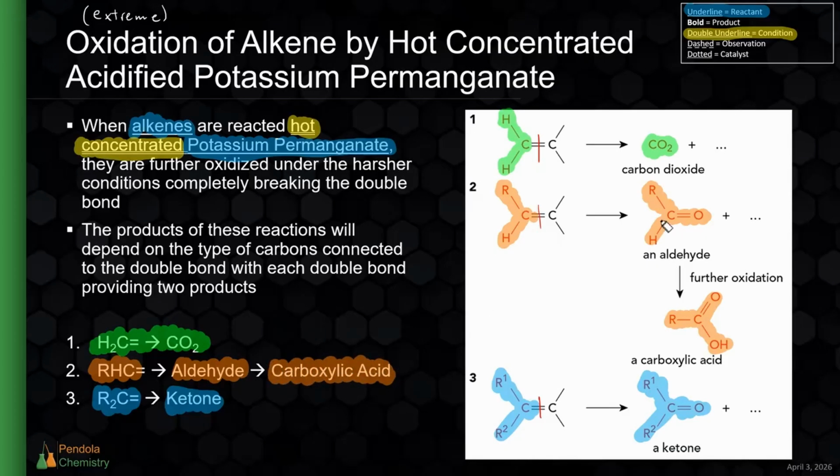So what we get out of the reaction with concentrated potassium permanganate will vary depending on the structure of the alkene. The carbons on the double bond that have two hydrogens will get turned to carbon dioxide. The carbons on the double bond that have a carbon chain and a hydrogen will turn to an aldehyde, which will then further oxidize into a carboxylic acid. And then the carbons in the double bond, if there are any that have two carbon chains attached to them, will get turned into ketones. Again, this is because the reaction is much more extreme, since it involves hot concentrated potassium permanganate, more extreme conditions for the reaction.